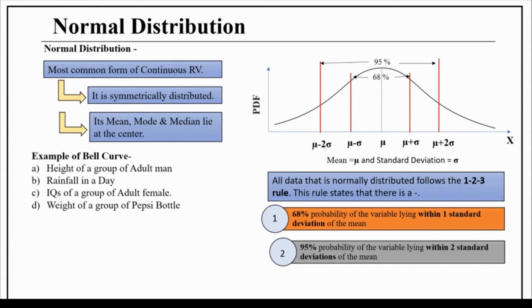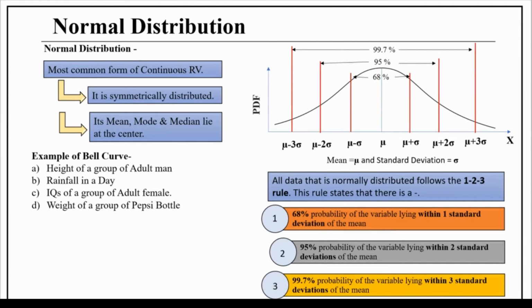And the third rule states that there is 99.7% probability of the variable lying within 3 standard deviations of the mean. It means that 99.7% probability of an observed value of a population lies in a range of mu minus 3 sigma and mu plus 3 sigma, that is this range.